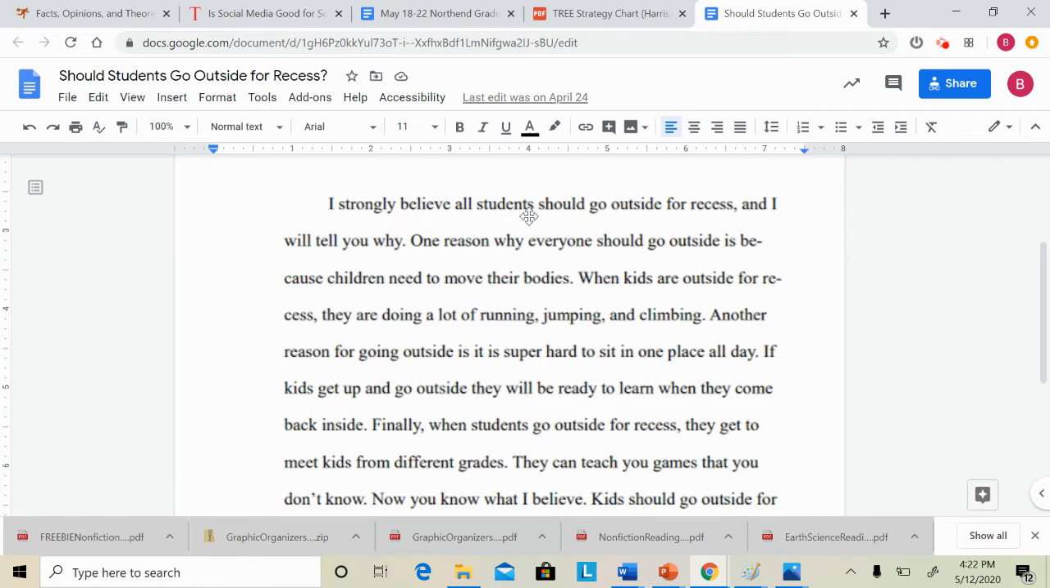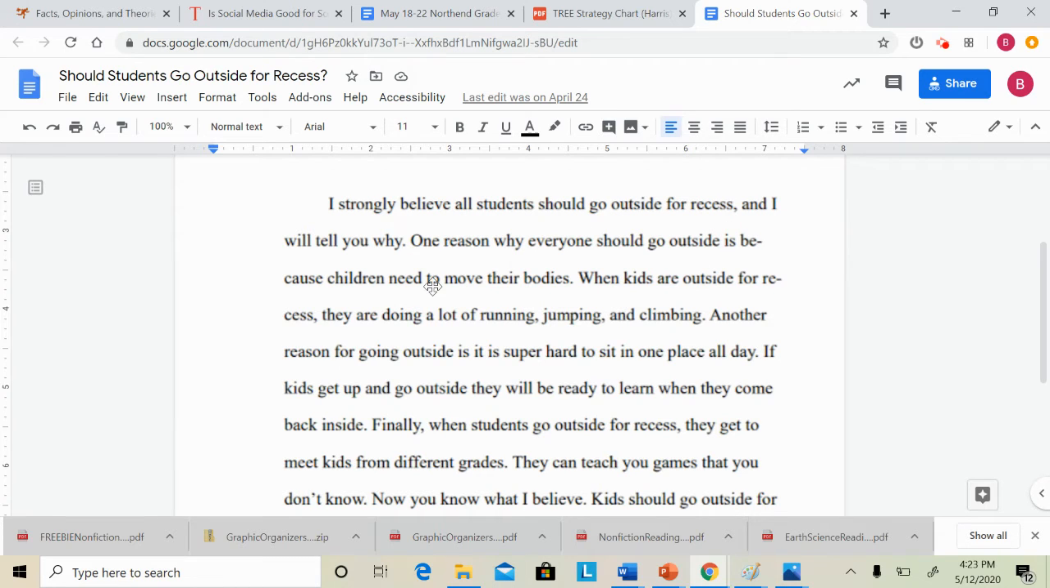"One reason why everyone should go outside is because children need to move their bodies." That's our first reason. It literally says reason right in the sentence. And we have a connecting phrase, a link. "One reason" is our link here.